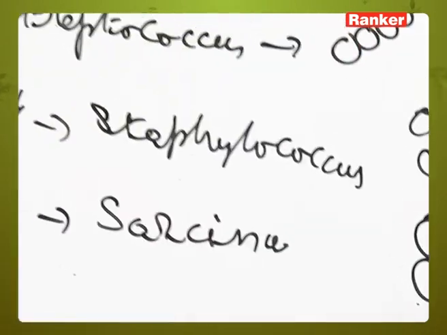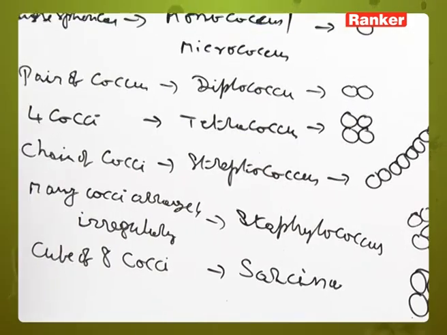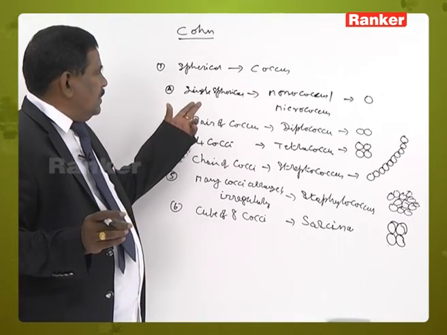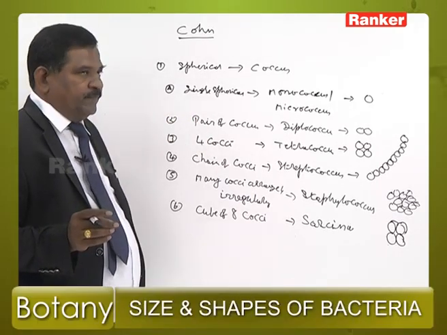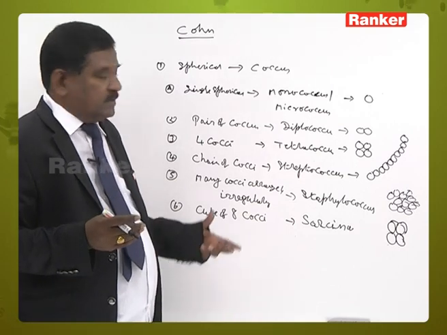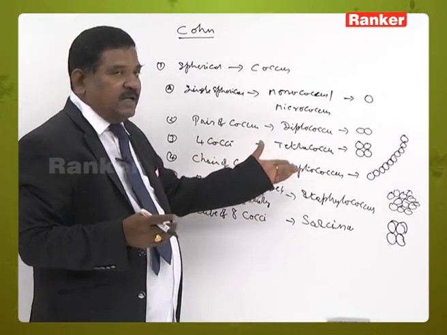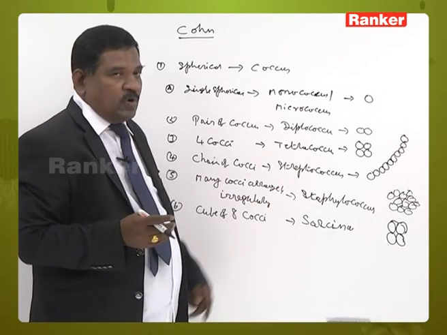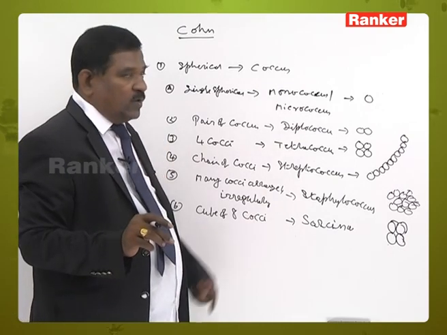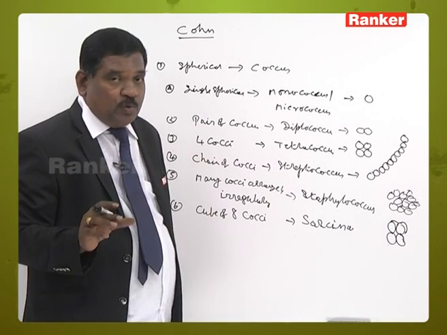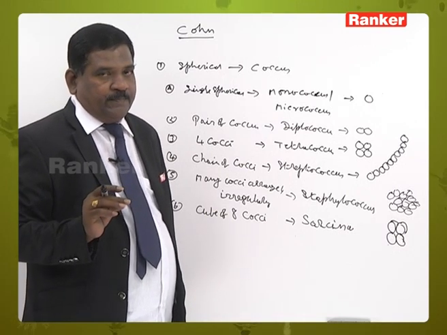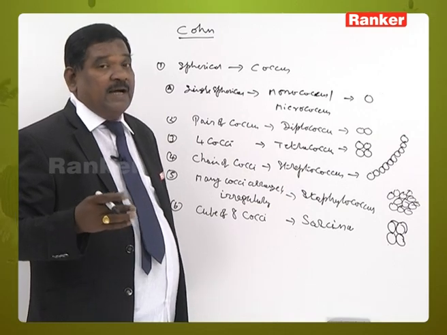So based on the arrangement and the number of cells, cocci are of various types. Single spherical shaped bacteria, monococcus or micrococcus. A pair of spherical shaped bacteria, diplococcus. Four spherical shaped bacteria arranged in a plane, tetracoccus. An unbranched chain of spherical shaped bacteria, streptococcus. Many cocci arranged irregularly, staphylococcus. Eight bacteria arranged like a cube, sarcina. So these are the various types of cocci. Such types of arrangement are not observed in other types of bacteria.